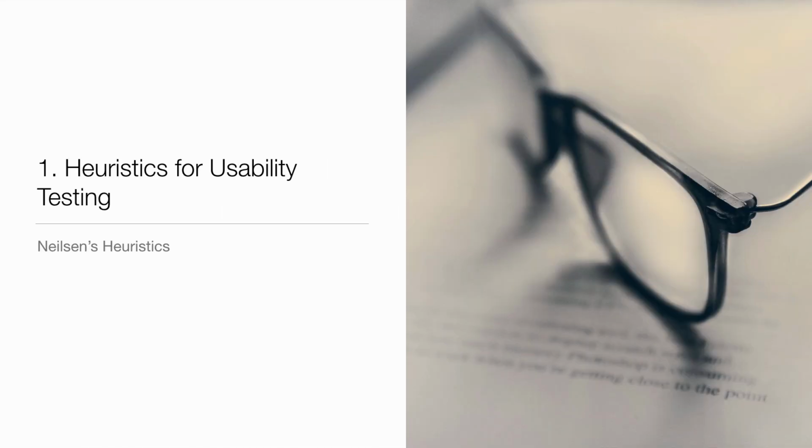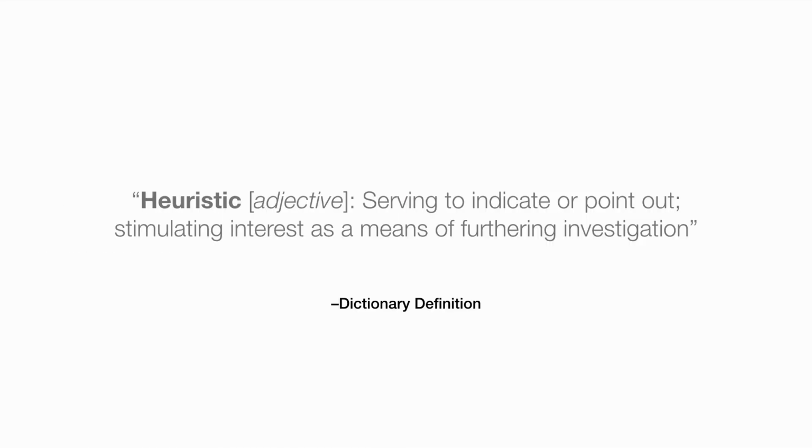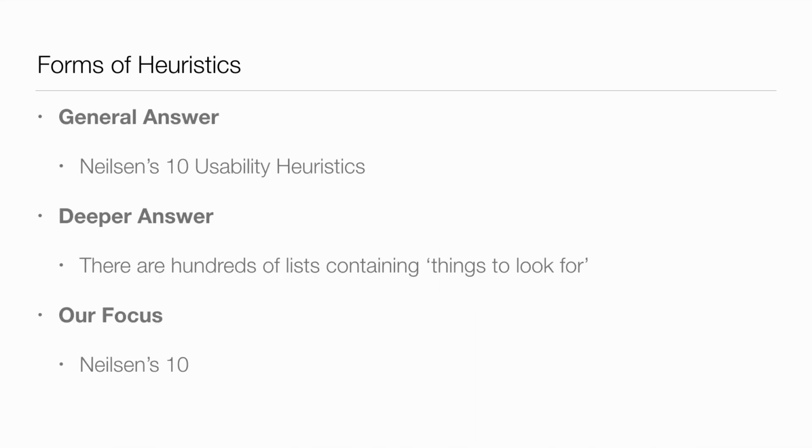So, what are heuristics? A heuristic is something which serving to indicate or point out, stimulating interest as a means of further investigation. That's the dictionary definition, and it's not particularly useful. So, what it just means is it's a list of things saying, hey, go and do this, it will help you. So the general answer in UX design when we say heuristics is Nielsen.